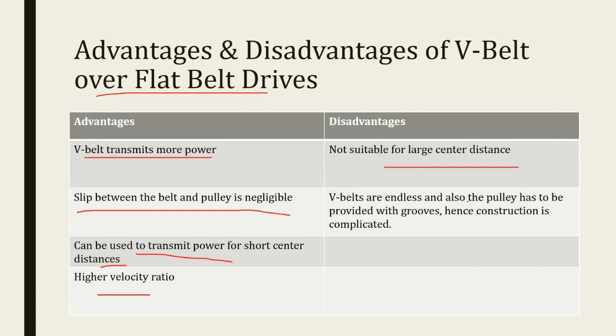V-belts are endless, and also the pulley has to be provided with grooves, hence construction is complicated. If you have to create the grooves on the rim of the pulley, then it takes a lot of effort, a lot of machining is required. So it is slightly complicated. The fabrication or the production of the belt drive system is quite complicated as compared to the flat belt drives.